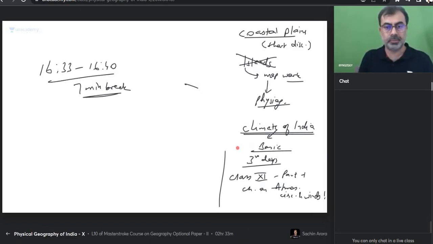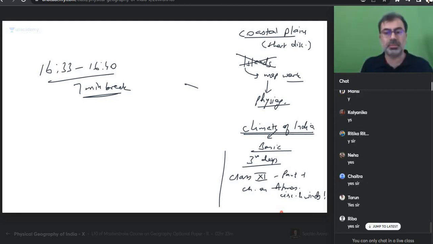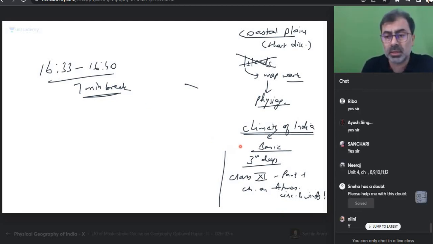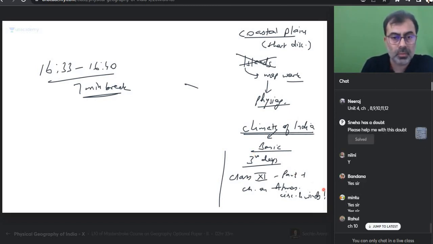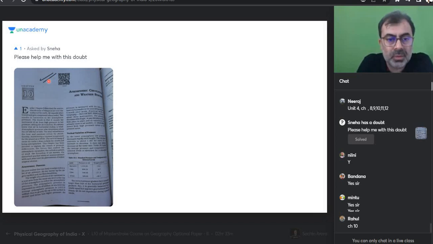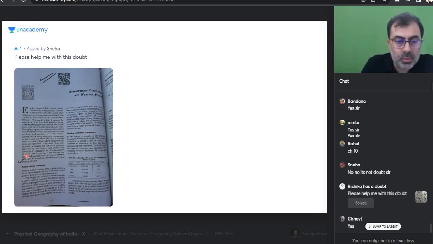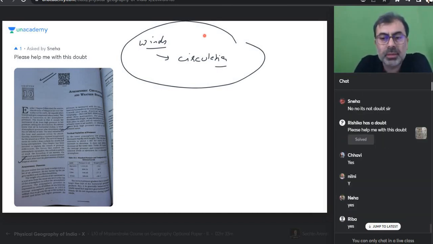Am I audible, visible? So, can anyone share the chapter number from class 11th NCERT? Neha has shared something. Neha has a doubt. Okay. Chapter number 10, atmospheric circulation. Is everyone okay? In this, they'll tell you what is atmospheric pressure, what are winds, and then they'll tell you what are the circulation systems. Is everyone okay? Chapter number 10, can we do that? I get that, Sneha. Thank you for sharing.